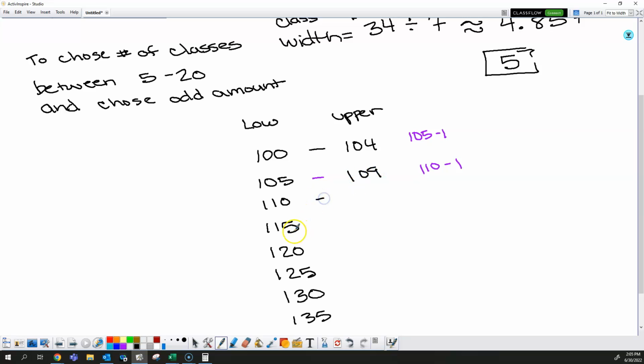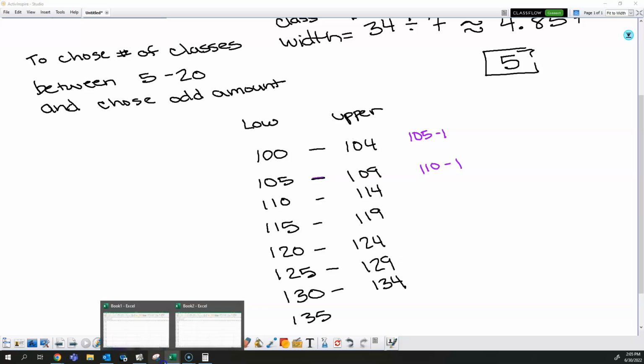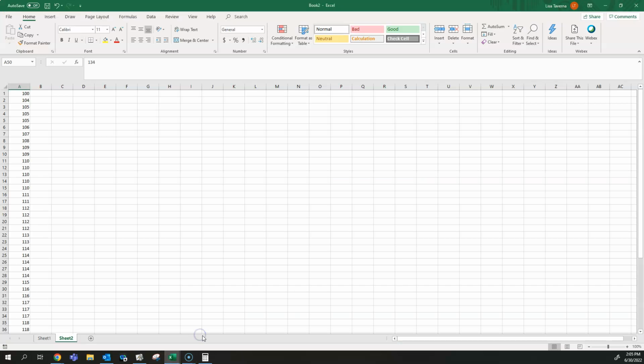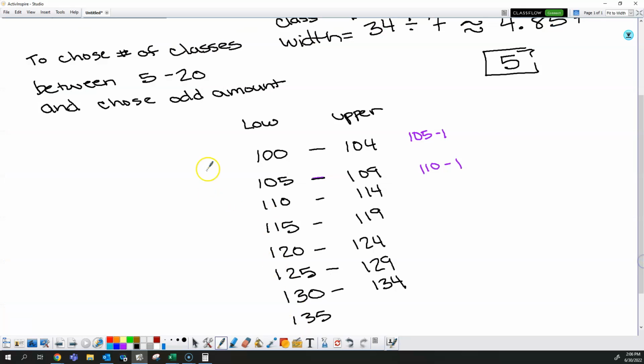I'm going to keep doing that. 115 minus 1 is 114. You see why we made these whole numbers? It's making our math work easier. 120 minus 1 is 119. What was our last piece of data? Okay, so 1, 2, 3, 7. I don't need this one. I said I was doing 7 classes.